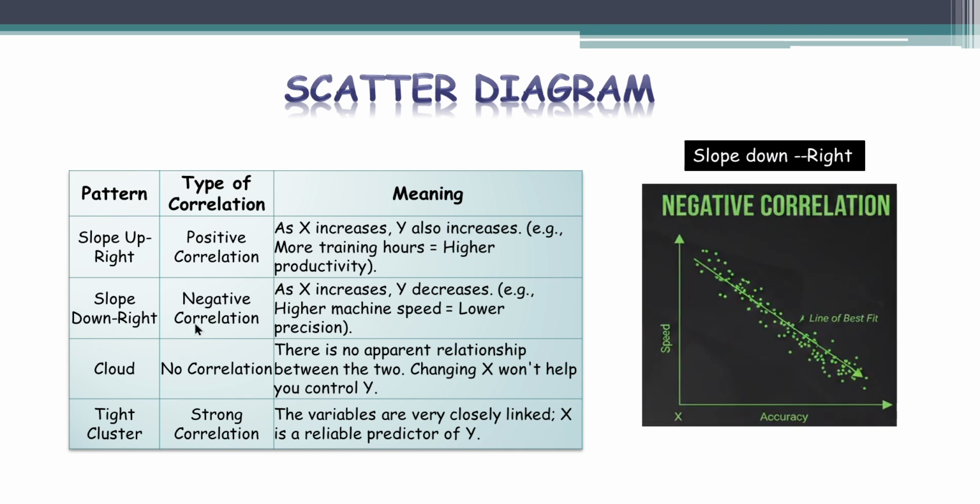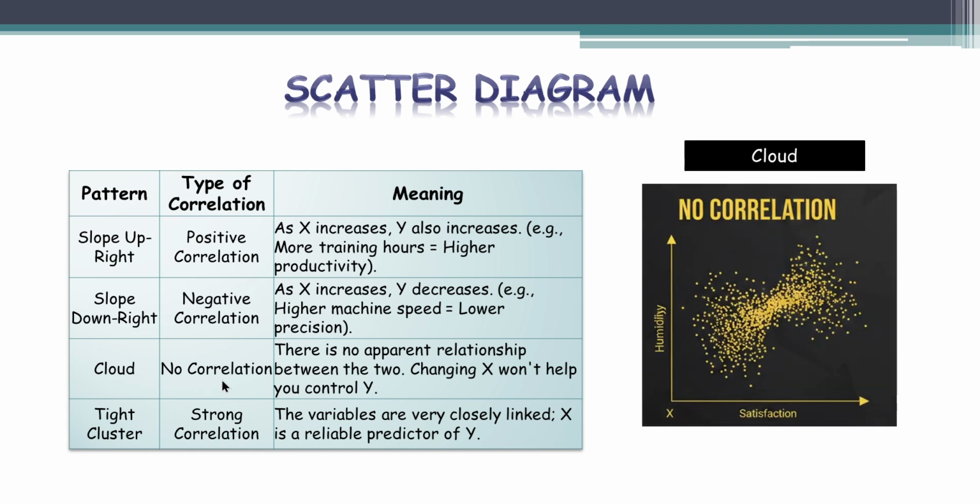Next is slope down right. It is a negative correlation. As x increases, y decreases. Next is cloud. There is no correlation at all. There is no apparent relationship between the two. Changing x won't help you control y.